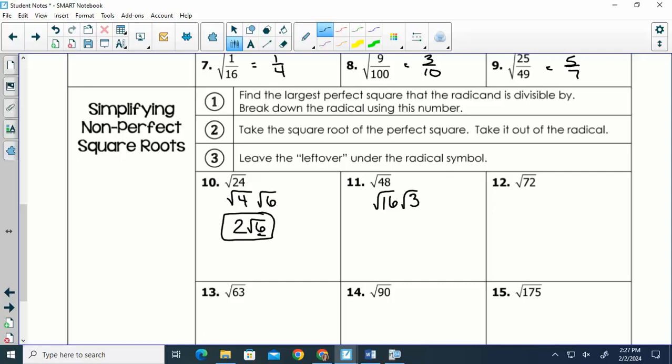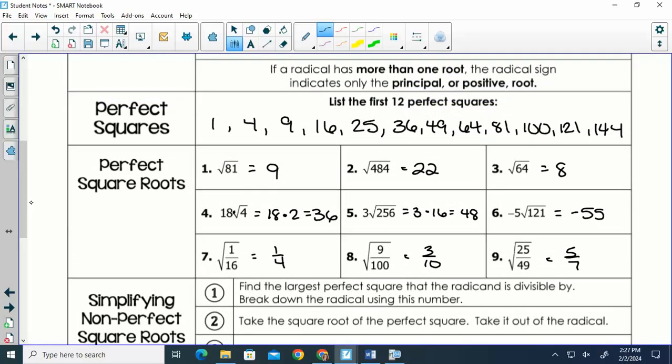All right, does everyone see where I got my 16 and my 3? Yeah. So we were kind of going through our list of perfect squares. Okay, so 48 has to be something smaller. Can you do 48 divided by 36? Can you do 48 divided by 25? Can you do 48 divided by 16? So you have to be able to divide it and it comes out. Yes, we want something that comes out even.